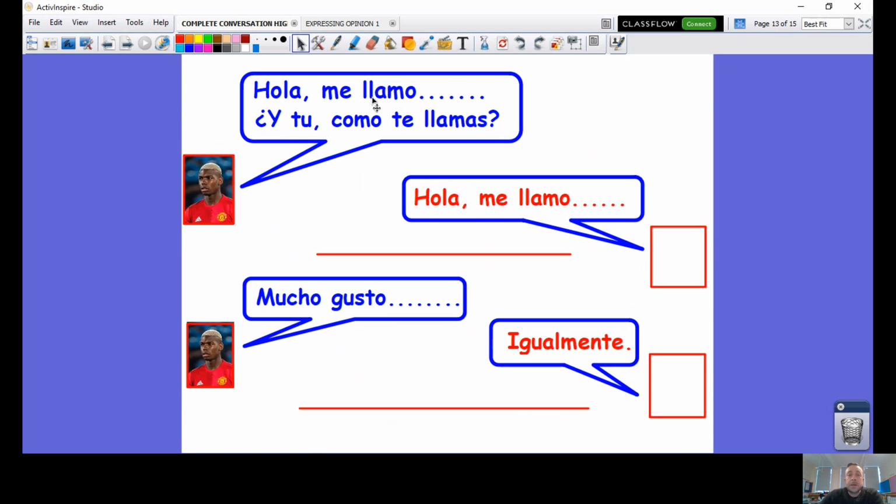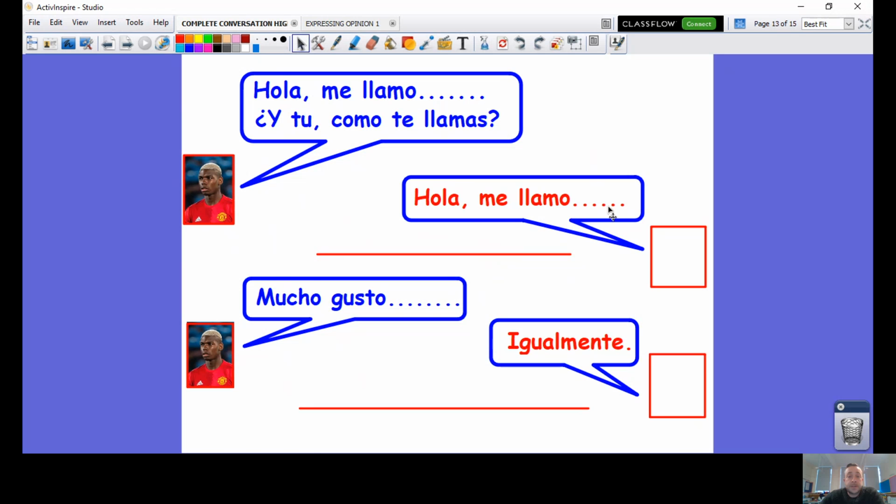Perfecto. Let's go back. This time you are going to be Paul Pogba. Okay, and I have already chosen a different character, which you will find out when you start. You're starting in blue. Paul Pogba, you go in 3, 2, 1.